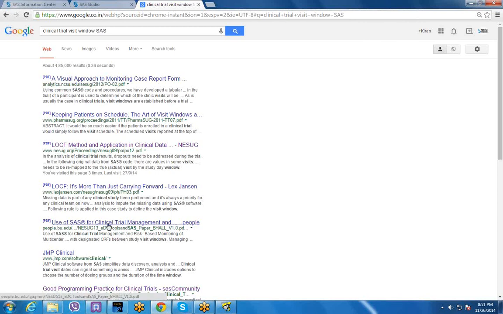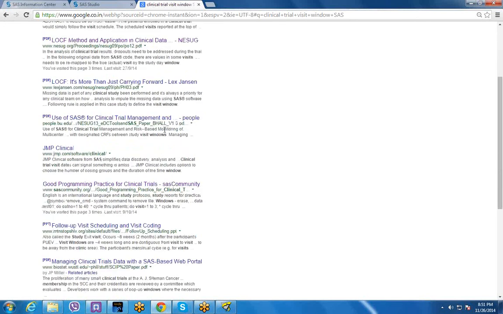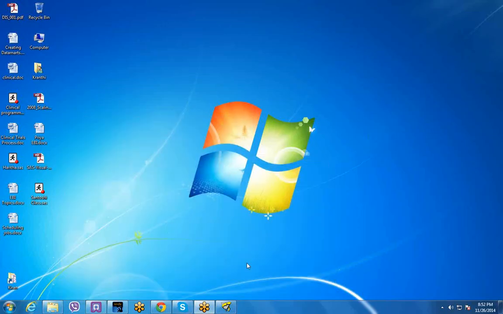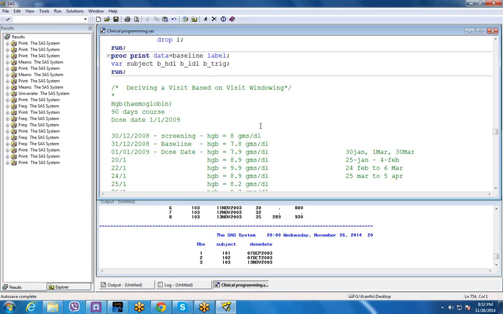Use of SAS for clinical trial management. You just download some papers, and you will find information about the visit windows. Visit windows are less than 4 weeks long and are continuous. You will understand more if you go through the books. I am just giving you the basic understanding.